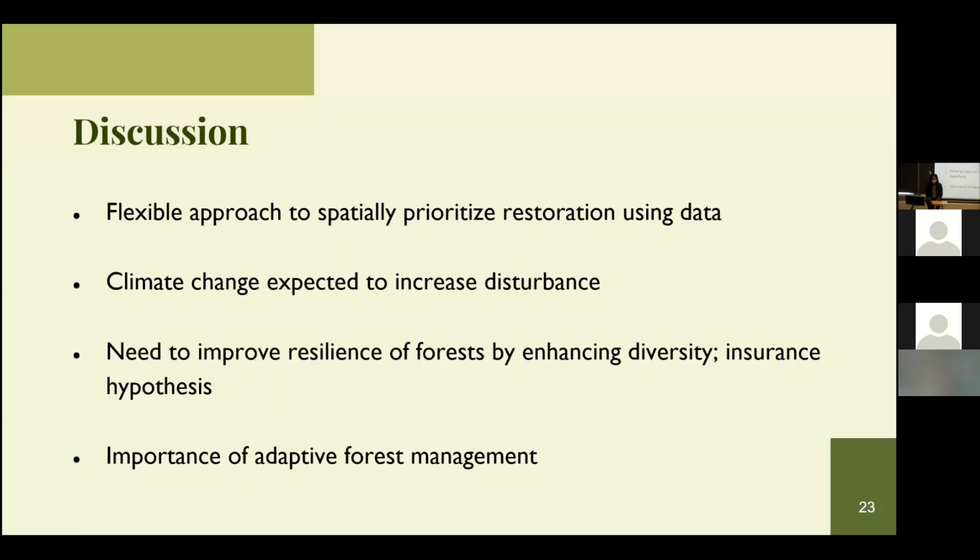It's also important to think about adaptive forest management, which involves things like monitoring, evaluation, and adjustment, because this can really help us to learn more about forest dynamics and see how forests deal with things like disturbance and environmental change, ultimately leading to better decisions with regards to forest management and restoration.